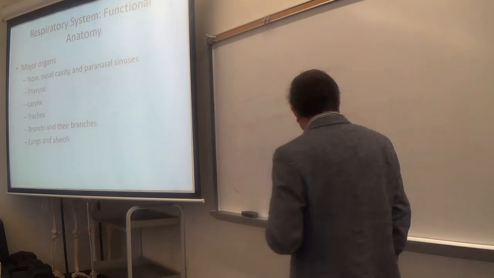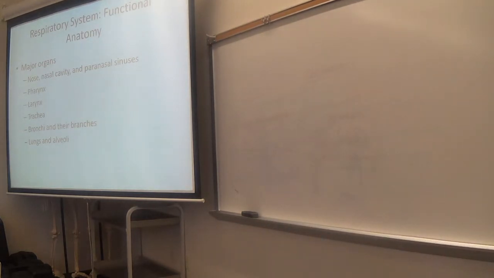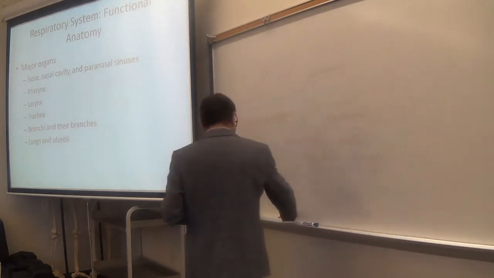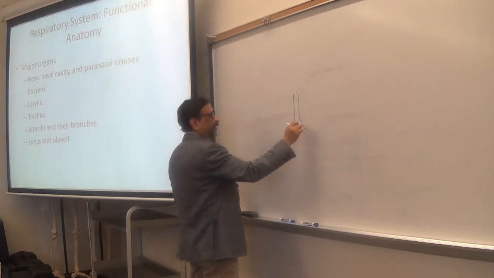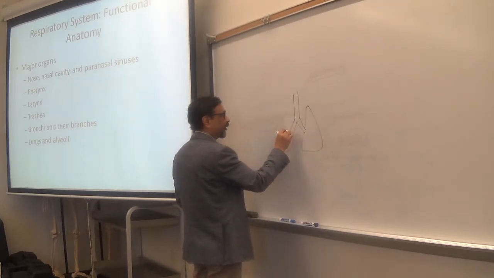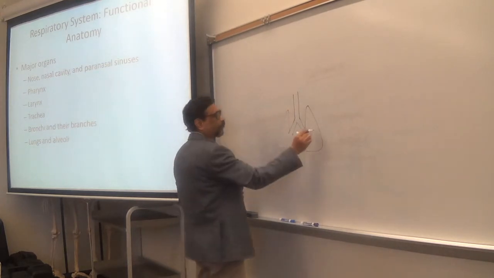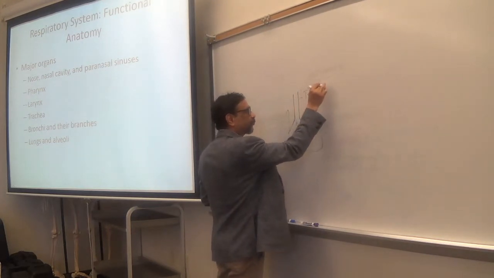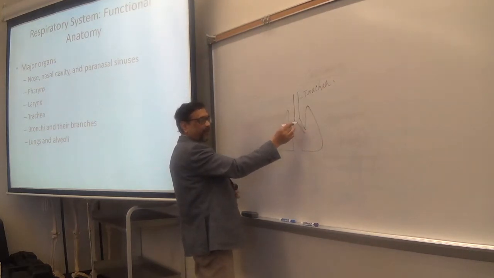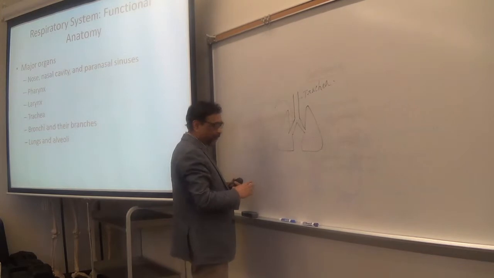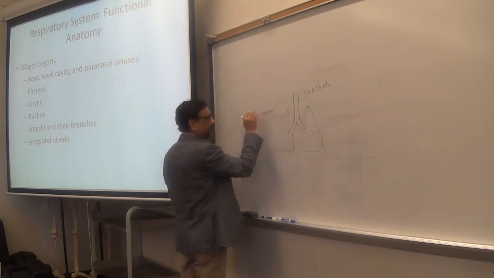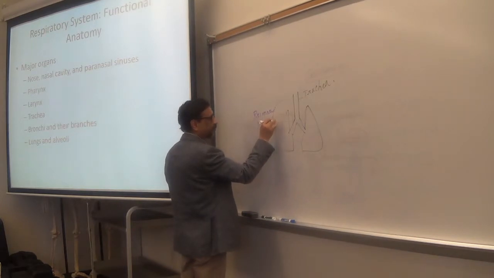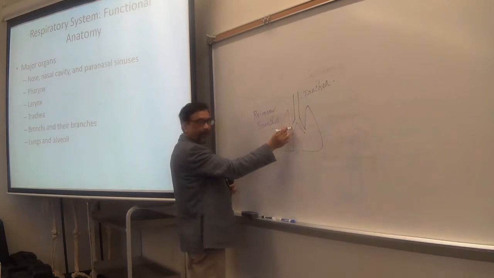Then the lower end of the trachea divides into 2 divisions or branches. So this is the trachea, the lower end divides into 2, and they enter into your lungs. These are lungs, and these 2 divisions are called primary or main bronchus. So this is the right primary or main bronchus, this is the left primary or left main bronchus.